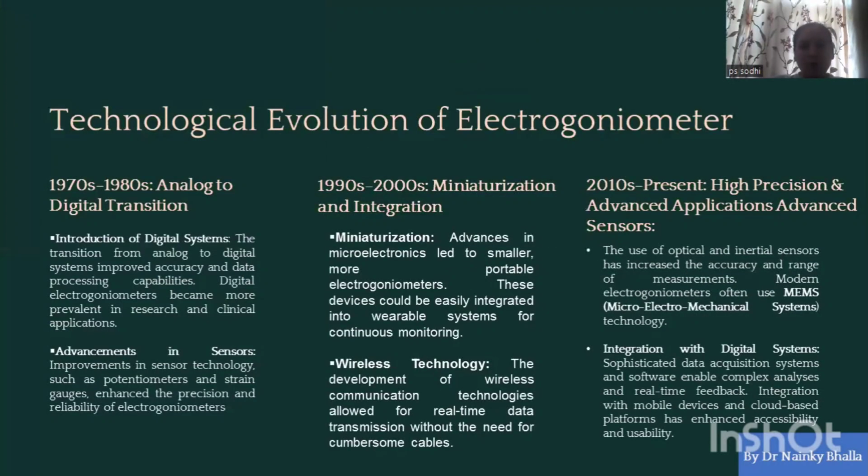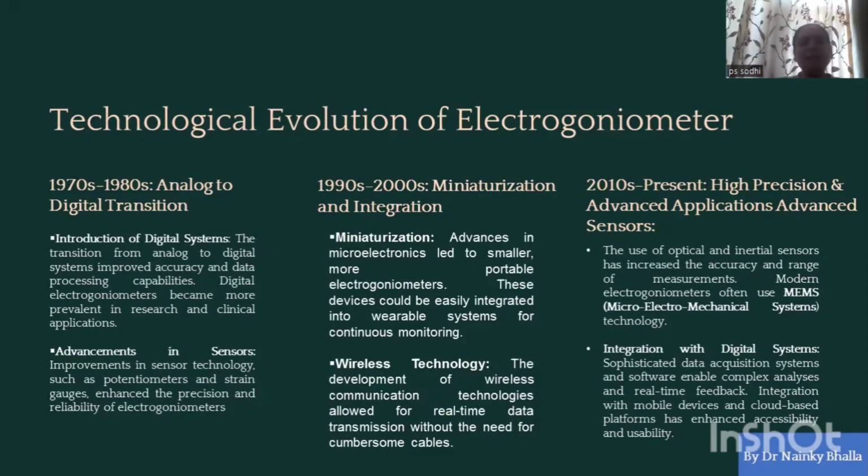So if we now go into detail on how this evolution of the electrogoniometer took place, in the 70s and 80s there was an introduction to digital systems, and for the first time a move from manual systems to digital systems. A digital analog was used for accuracy and data processing capabilities, and it was used for the first time for research and clinical applications. There was advancement in sensors, improvement in sensor technology, and the use of strain gauge or potentiometer, which tells you the reliability of this goniometer for accurate measurement of angles.